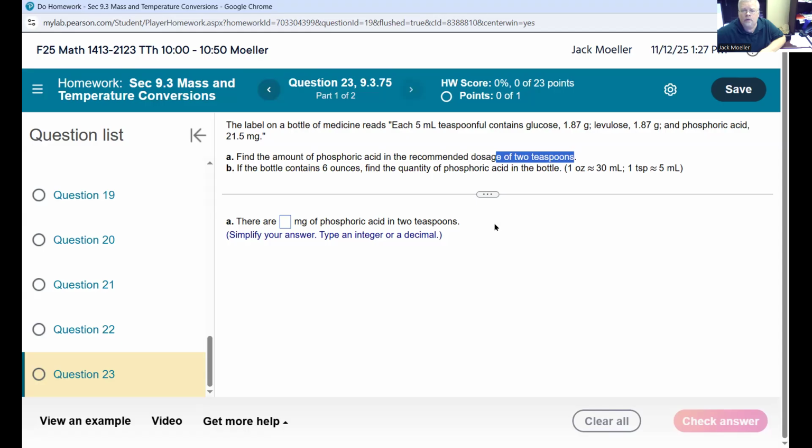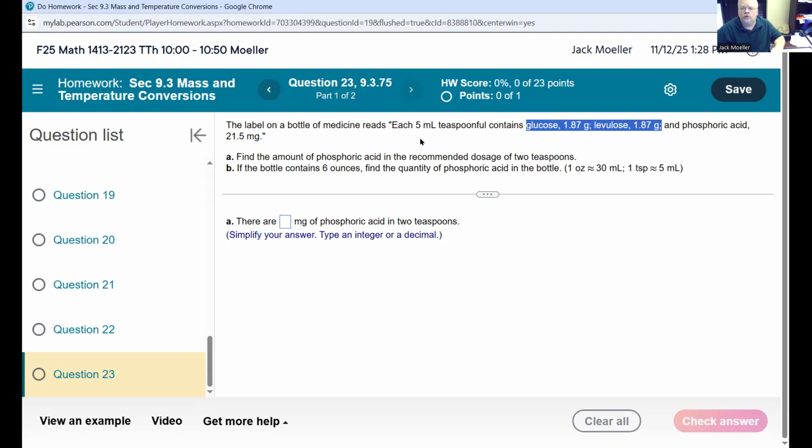Okay, so what are we doing? All right. This is where figuring out where you're starting and where you're going is important. So find the amount of phosphoric acid. That one's nice because we know we're dealing with phosphoric acid and these 21.5 milligrams. We don't care about the levulose or the glucose. So those are extraneous numbers for part A. All we care about is these 5 milliliter teaspoons and the phosphoric acid.